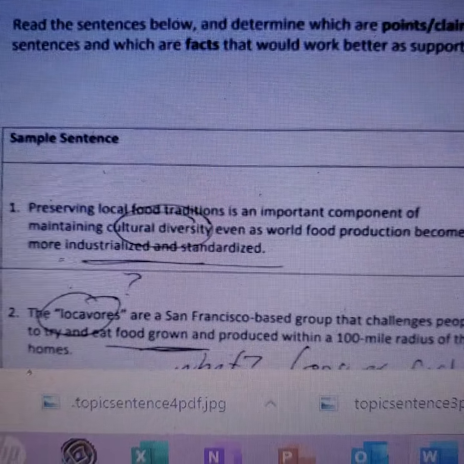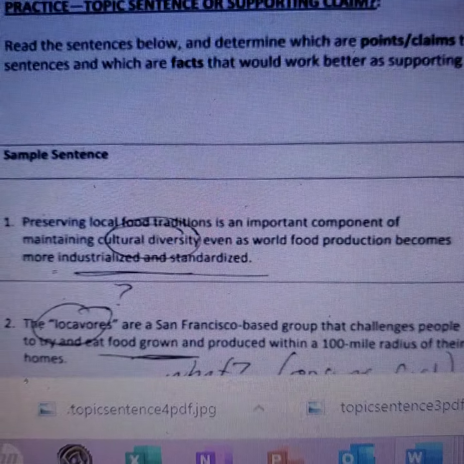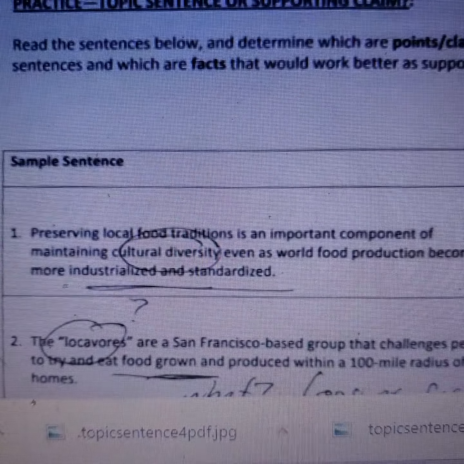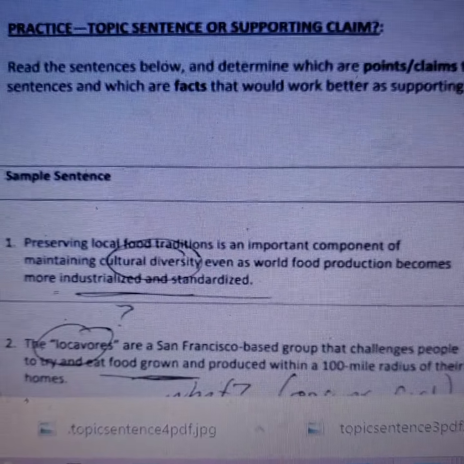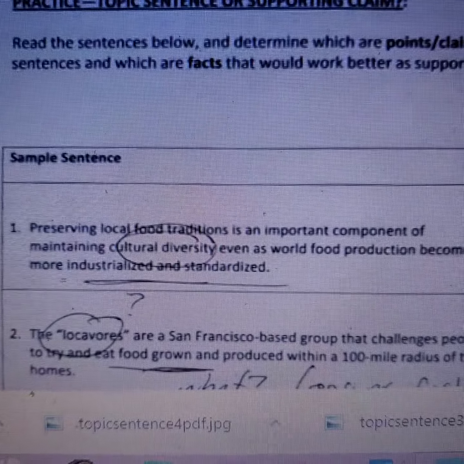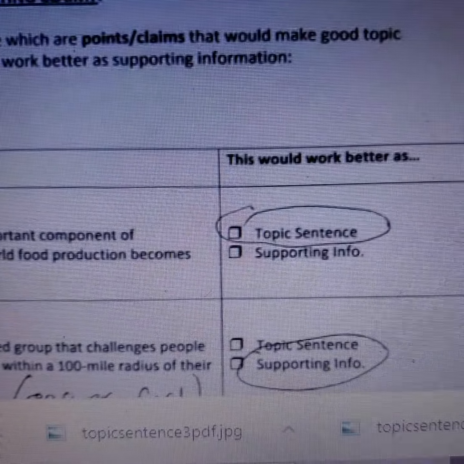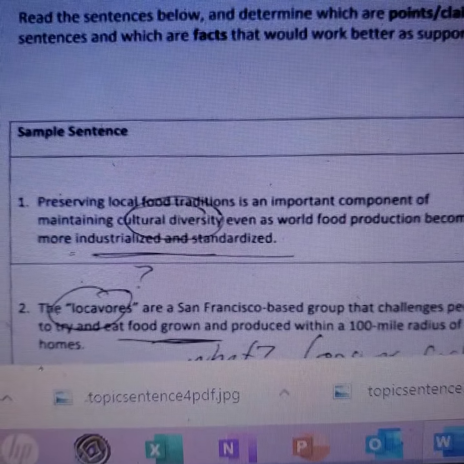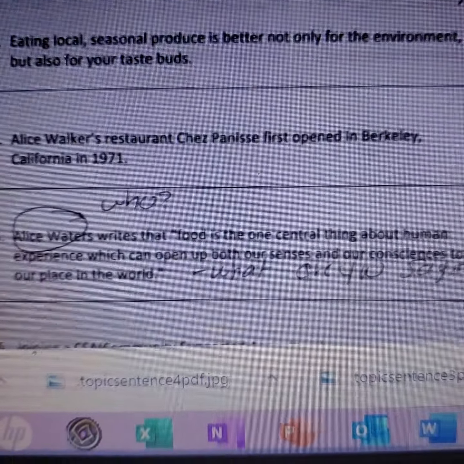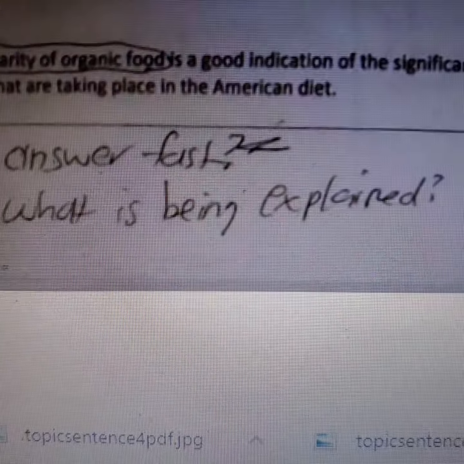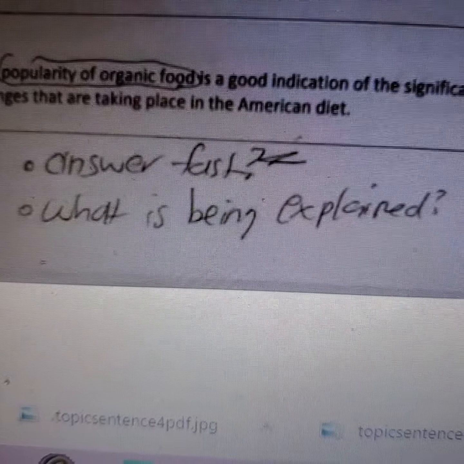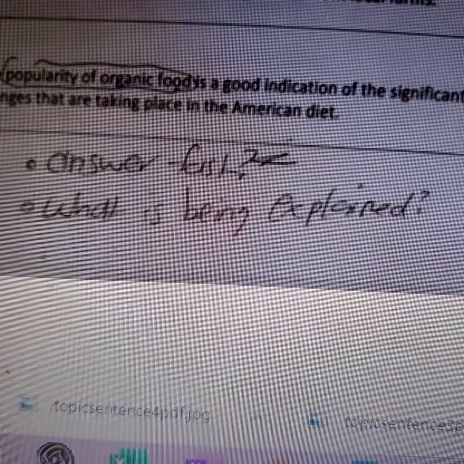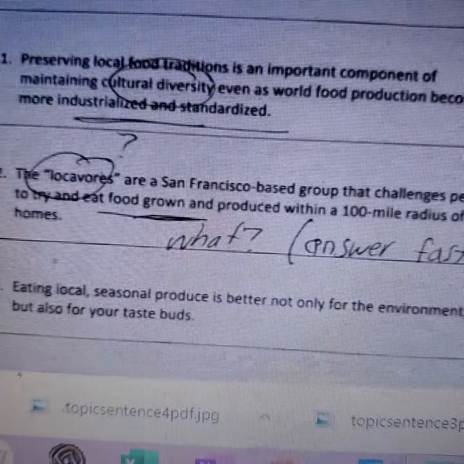A sample sentence like this says, preserving local food traditions is an important component of maintaining cultural diversity even as the world's food production becomes more industrialized and standardized. Okay, so that makes sense. Is this a topic sentence or supporting info? Notice that it's already been pre-written for me, and the reason why I chose topic sentence is because I have two questions that I have to answer myself. Usually for a topic sentence, we have to answer, is it coming out fast? And what is being explained? Our topic sentence will always answer those two things. A supporting claim will always give us a definition or what is to come.